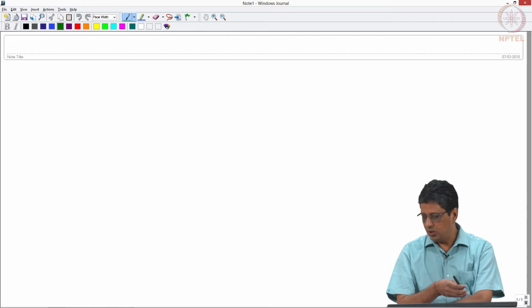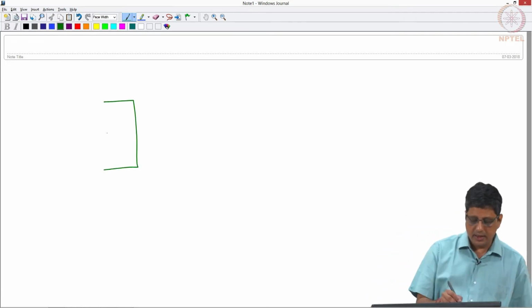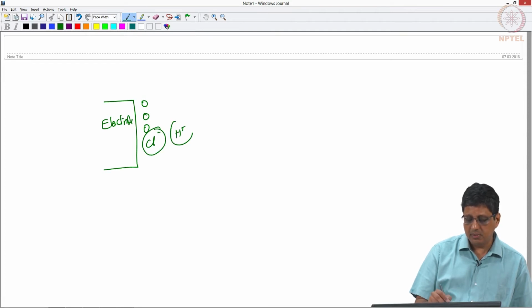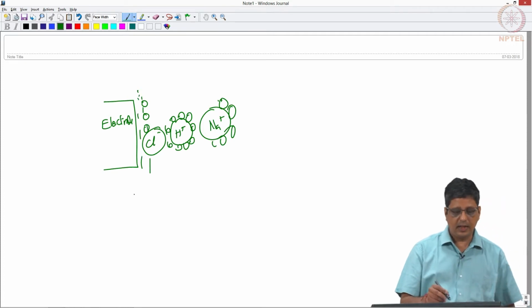So, I want to describe in a little more detail what happens when you have an electrochemical reaction. Let us say this is the electrode. You have water molecules here, dipoles. You have ions here, maybe chloride ion, H plus ion, meaning it is surrounded by water molecules of course. Other ions with water dipoles, and they are lined up very near the electrode.